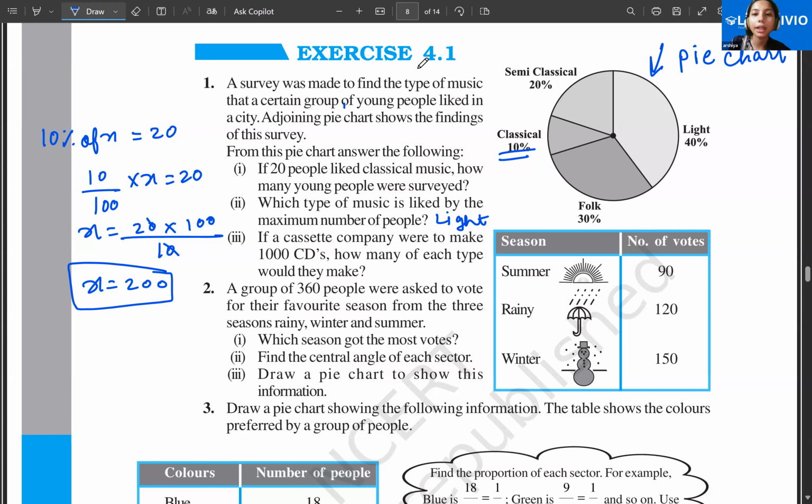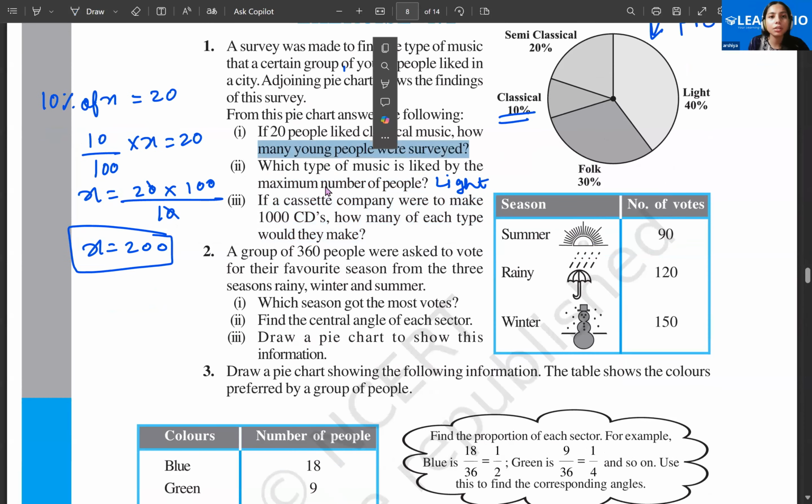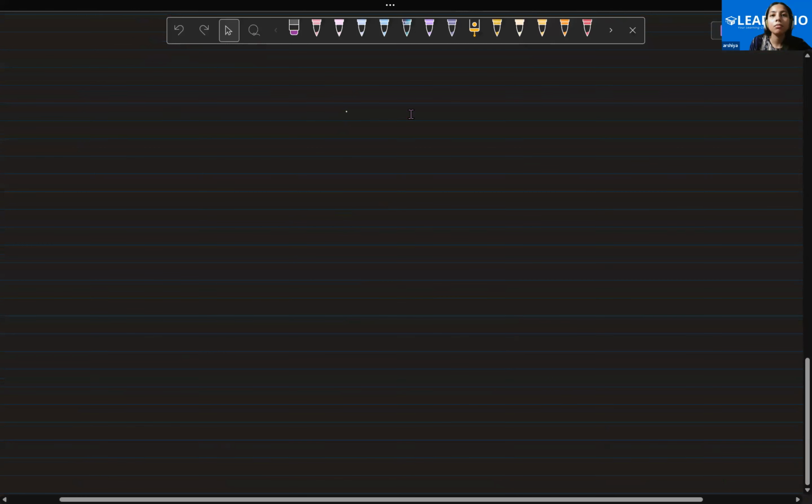Okay, so let's start with light. So light is 40%, right? Give me 1 second. Let me change the screen so that I can write it down. Tell me once you can see a different screen. I can.